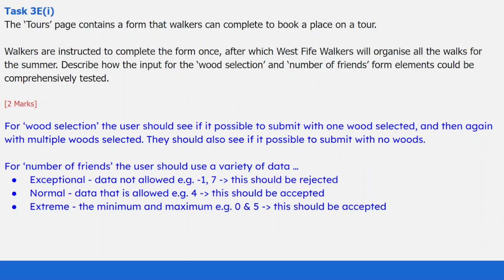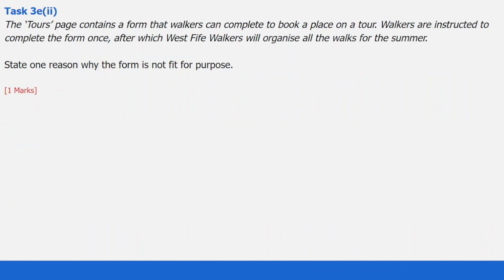You've seen me try -1 and 7. This should be rejected. Normal data, so 4, data that's allowed. Extreme data, the minimum and maximum, in this case 0 and 5. Our normal and our extreme test data should be accepted. Now, the results of this testing as we tried it may help us with part 2.